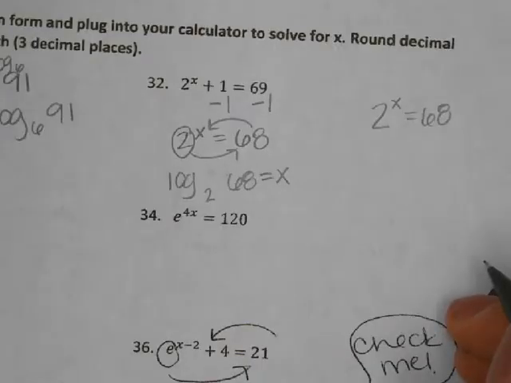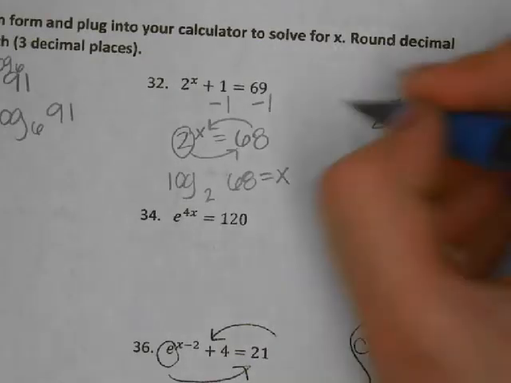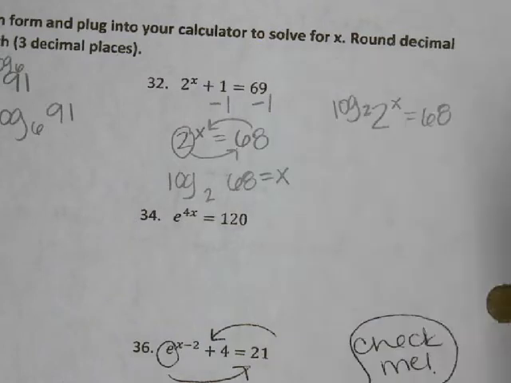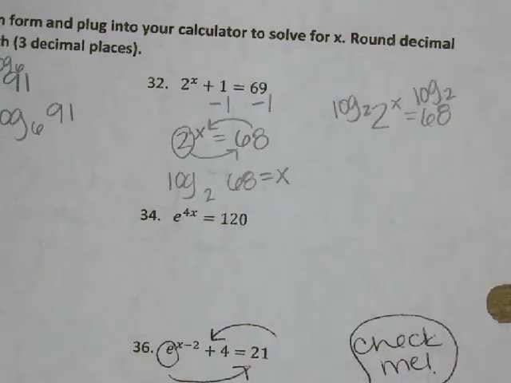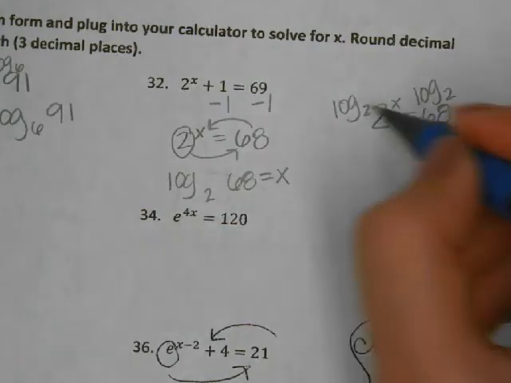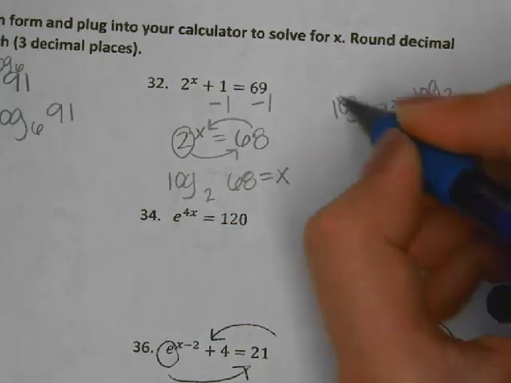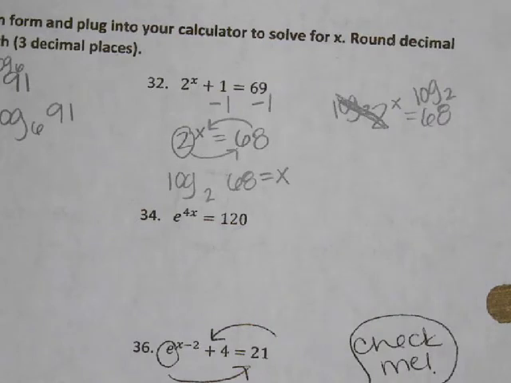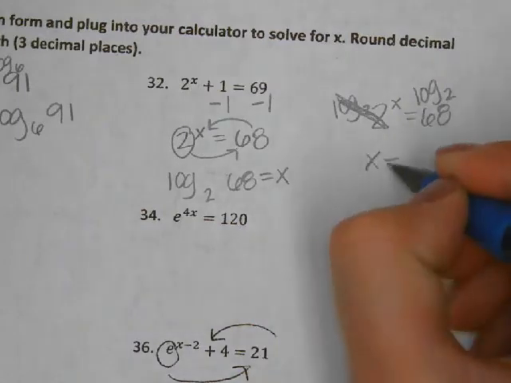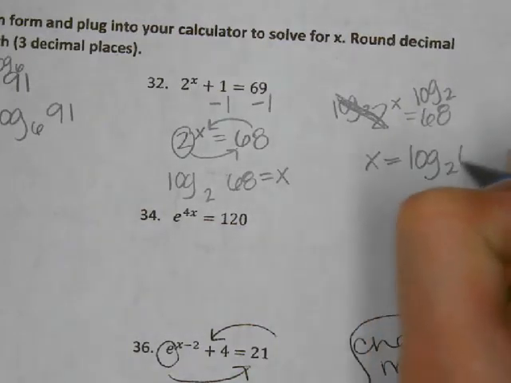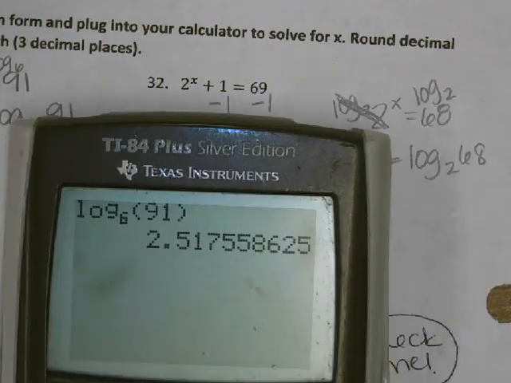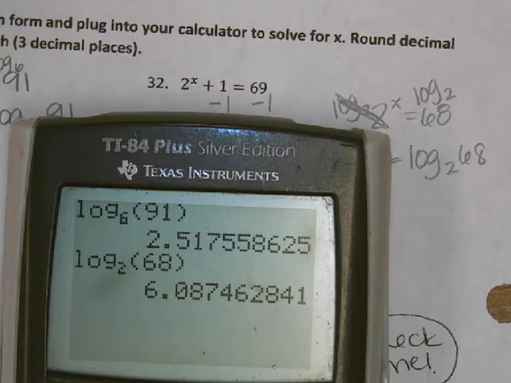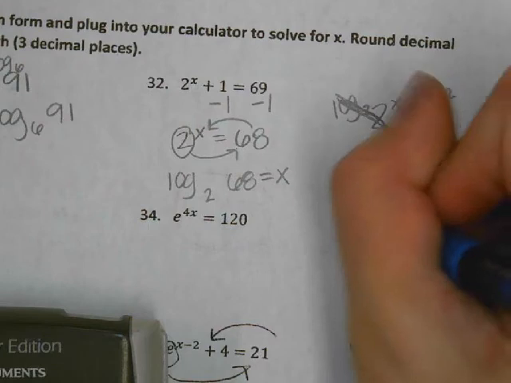Or if you want to use the inverse method, you would say to undo a base of 2 to the x, we want to do log base 2 of that. And then if we do log base 2 on the left side, we have to do log base 2 on the right side. And so log base 2 of 2 to the x, the log base 2 and the 2 cancel, and we get x equals log base 2 of 68. That's 6.087.